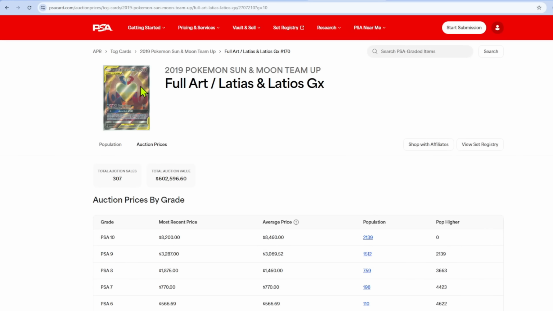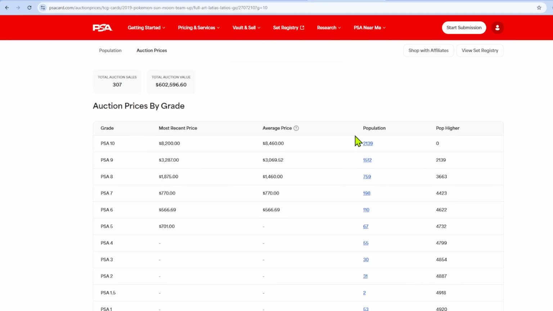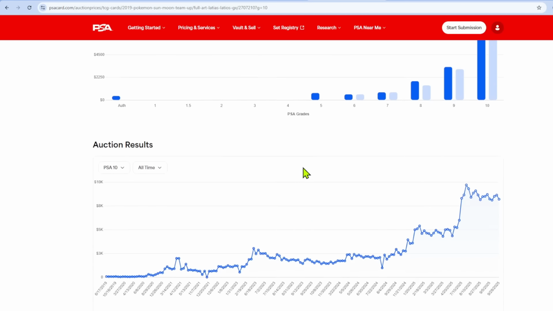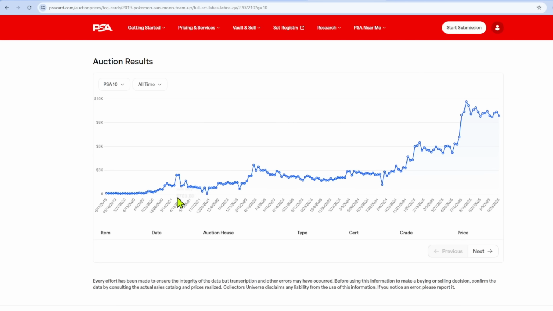Again, the last card I'm going to go over: Full Art Latias Latios, a very popular card, doing insane numbers now. Again, an important metric: 2,100 cards in circulation in PSA 10. Again, very low in comparison to other stuff, and you see the same results. So anywhere here, the cheapest ships back here. Anyone that bought it at $80, very well done. Huge, huge returns. But again, around COVID times it peaked at around $2,000.